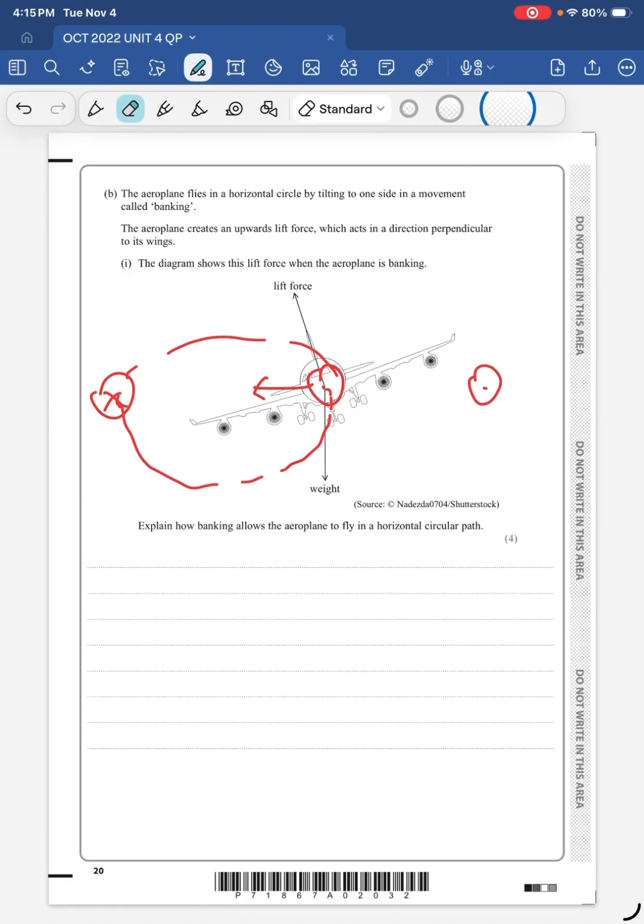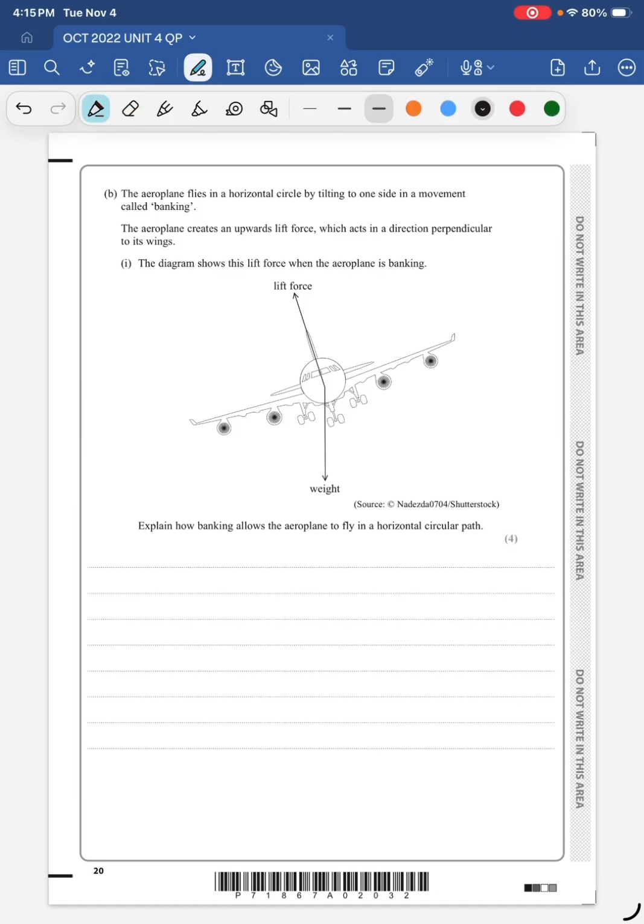I hope this makes sense. It's difficult to explain outside of the classroom, okay? So what I'm trying to say is that we can analyze the lift into a vertical component. Let's call this angle theta. So this is L cosine theta, and this is L sine theta, okay? So it's this component of the lift that makes the aeroplane bank, okay?